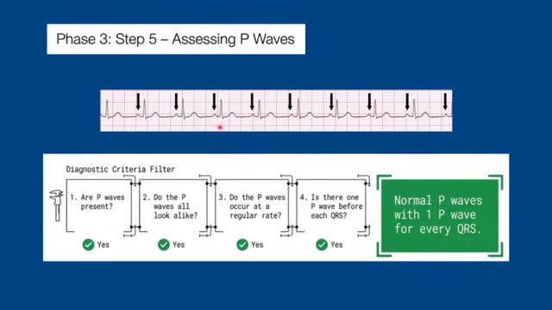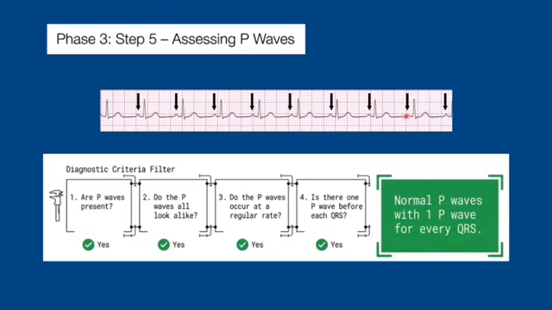Do the P waves look alike? Yes, they are looking alike. Could they be dissimilar to each other? Yes. If some of the waves are formed in the SA node, other waves originating from ectopic focus in the atria or from the AV node, the shape of the P waves would be dissimilar. Do the P waves occur at a regular rate? Yes, we can see this at a regular rate.